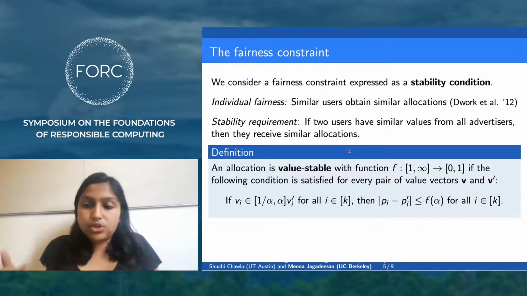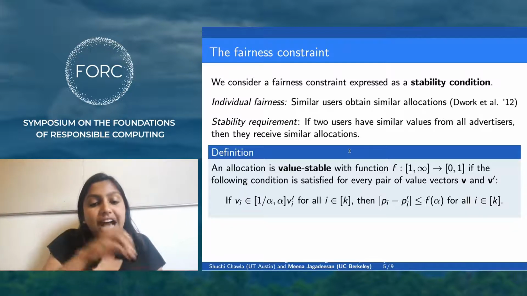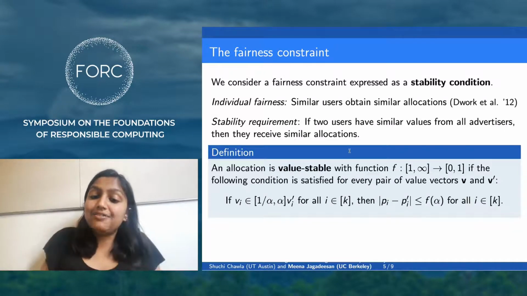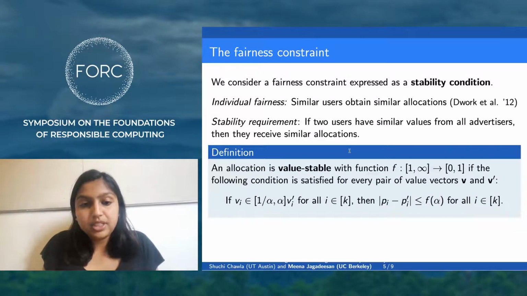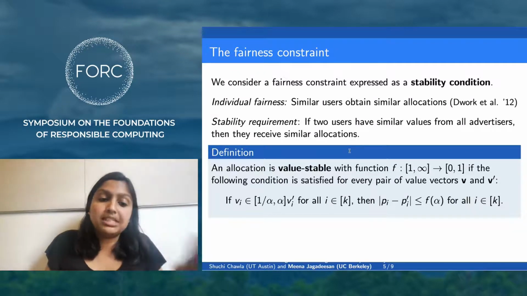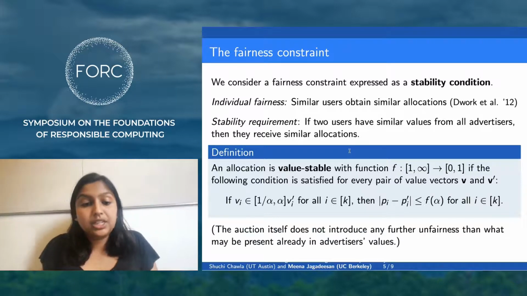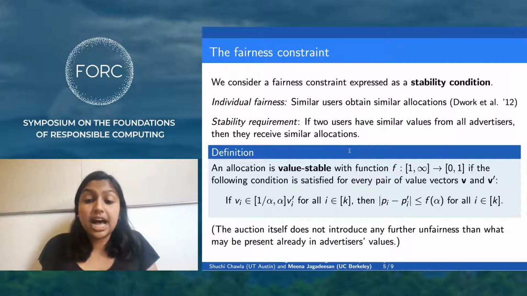Let's say we have two users and each has a value vector, and each advertiser has a value within a factor of alpha on the two users. Then we require that the L infinity difference between allocations must be at most f of alpha. So we measure closeness in values multiplicatively and closeness in allocations additively. This value stability requirement captures that the auction itself does not introduce any further unfairness other than what might be present already in the advertiser's values.